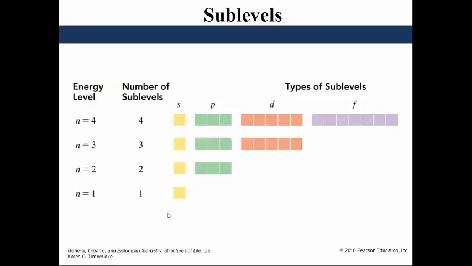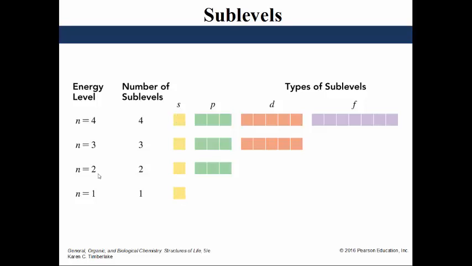A quick resource to summarize the energy level with the principal number of sublevels, and how they're written. And we'll talk about what these boxes represent here in a second. So the lowest energy level, N1, has one sublevel because it's N1. So it'll have one box in the S sublevel.